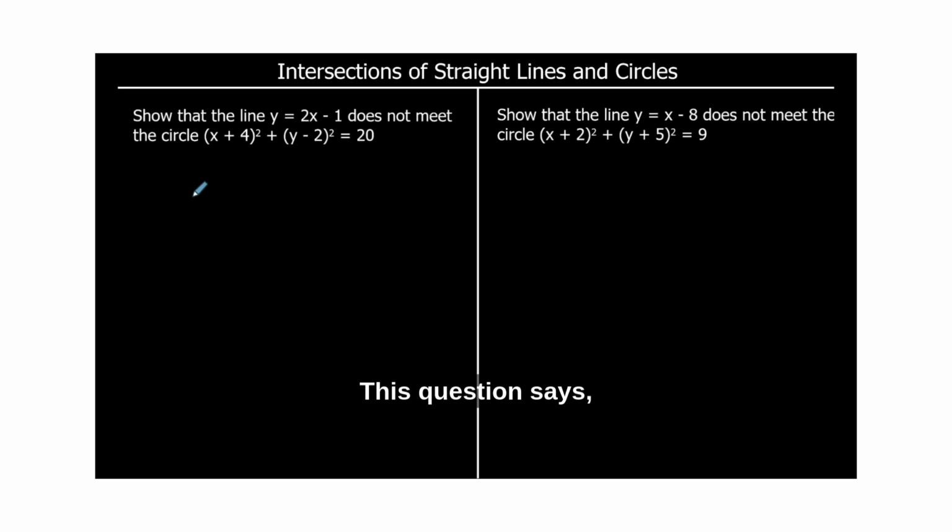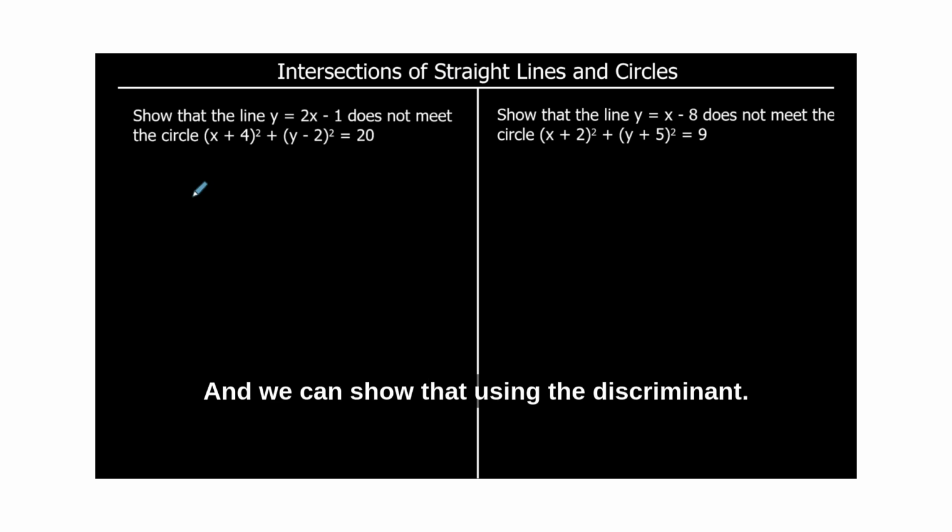This question says show that the line y equals 2x minus 1 does not meet the circle (x plus 4) squared plus (y minus 2) squared equals 20. So the line does not meet the circle. That means there are no solutions. These simultaneous equations have no solutions, and we can show that using the discriminant. So we're going to try and solve them and then show that we can get no solutions.